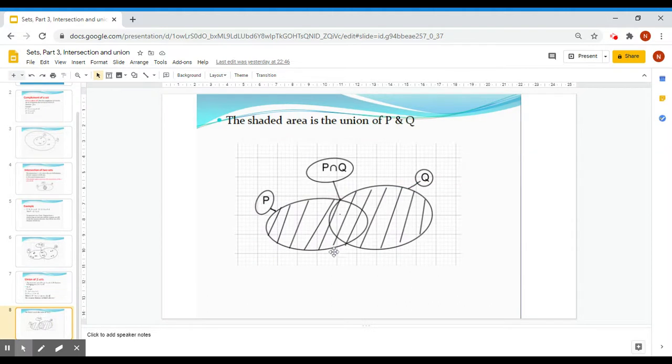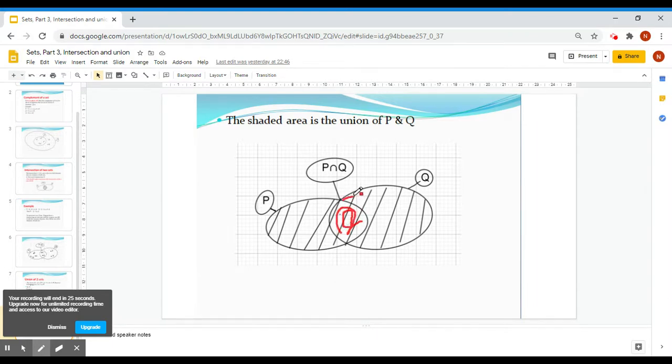Here's a Venn diagram that represents the union of two sets. This is set P, this is set Q. This part is the intersection part, but the union is the whole thing. This is the union of P and Q as illustrated by a Venn diagram.